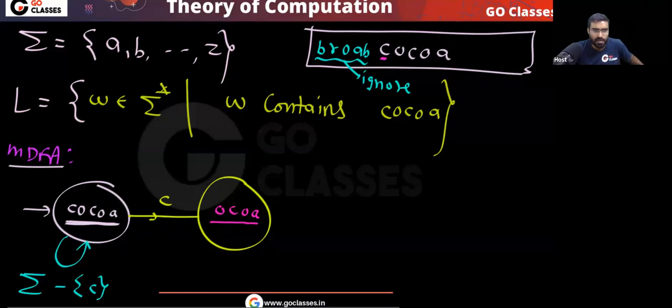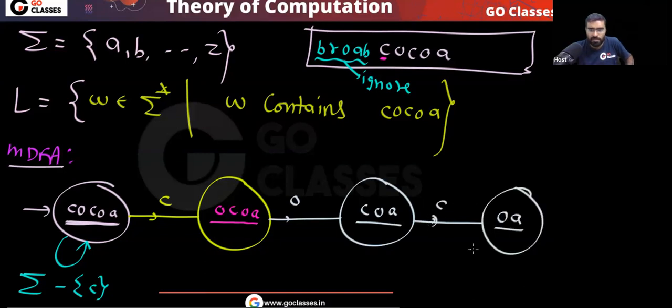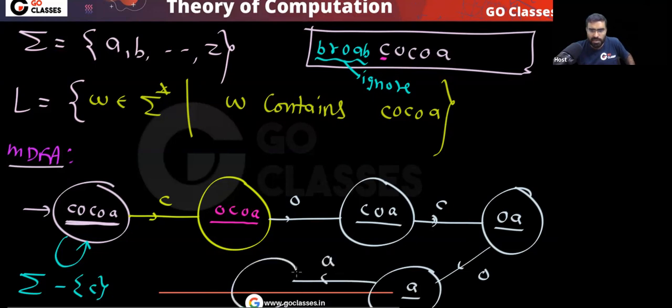In this state, you are waiting for O. If O comes, then you will wait for COA. If C comes, then you will wait for OA. In this state, if O comes, you will wait for A. In this state, if A comes, then now whatever comes, I can accept. Yes or no?